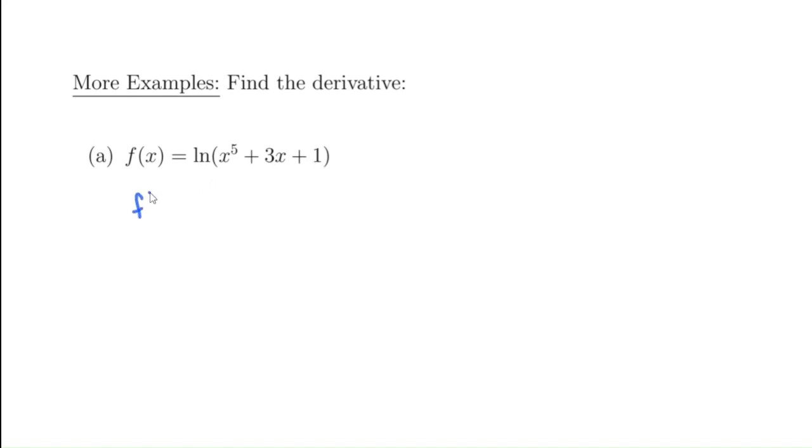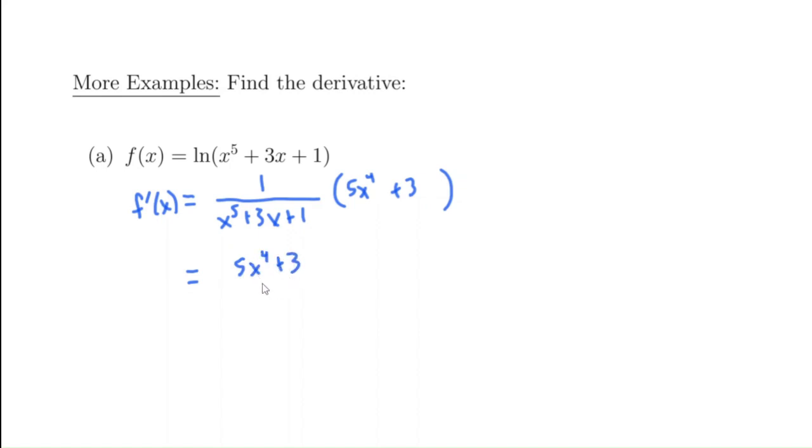So as another example, how would we take the derivative of natural log of something? Okay, well, the derivative of natural log of x was 1 over x. The derivative of natural log of something is going to be 1 over the something, but then times the derivative of the something, which would be 5x to the fourth plus 3. And that's our answer. And again, you could write it as a single fraction, 5x to the fourth plus 3 over x to the fifth plus 3x plus 1. So whenever you have natural log of something, the derivative is just going to be 1 over the something, and then times the derivative of the something.